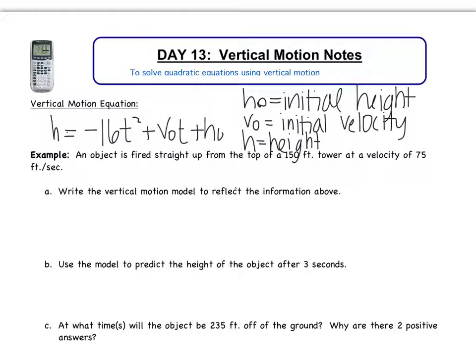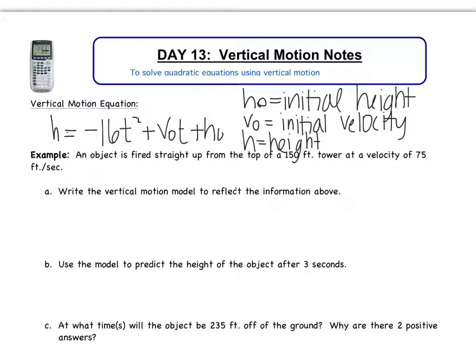So if we look at the first example, it says an object is fired straight up from the top of a 150-foot tower at a velocity of 75 feet per second. So if we think about this, we're at the top of a tower, we shoot off this object, it's going to rise for a while, but then eventually it's going to start coming back down again. So it's going to be an upside down parabola.